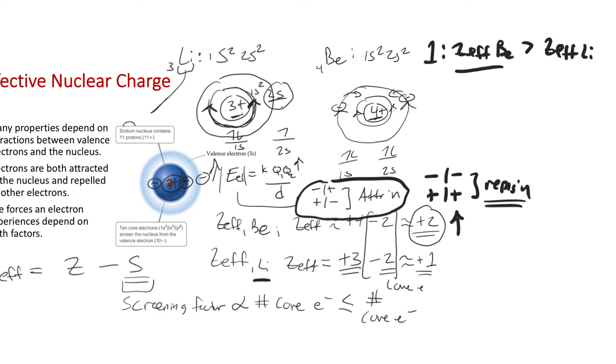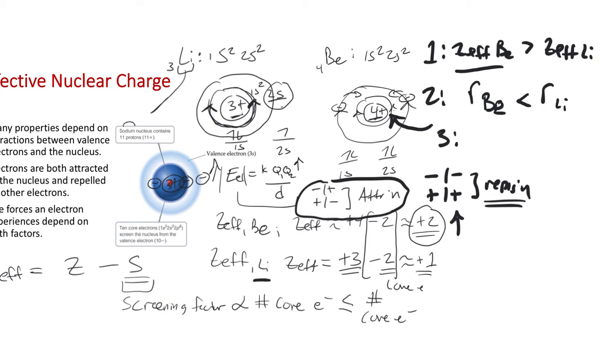We should be able to predict then too that this is going to play a role in the size, that this should make the radius or the size of beryllium smaller than the size of lithium. This allows the particles to get closer towards that nucleus of beryllium.